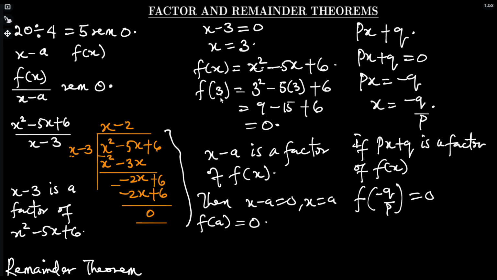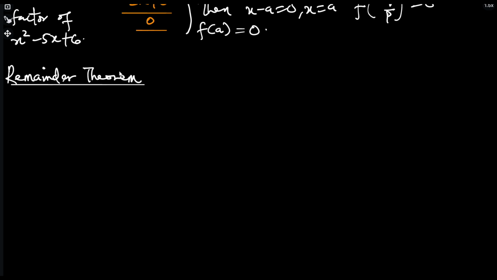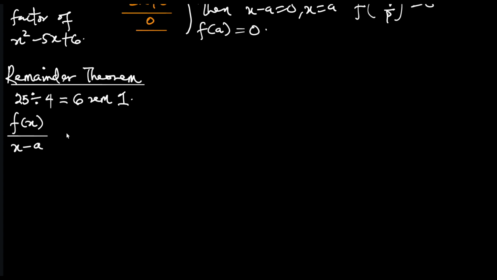In the remainder theorem, however, there is always something left. Let's say you are trying to divide 25 by 4. By the time you are done with this division, you have 6 as the answer, but you're going to be left with 1 as a remainder. So if you take f of x and divide it by x minus a, you are going to be having a remainder. And that's the idea behind the remainder theorem.